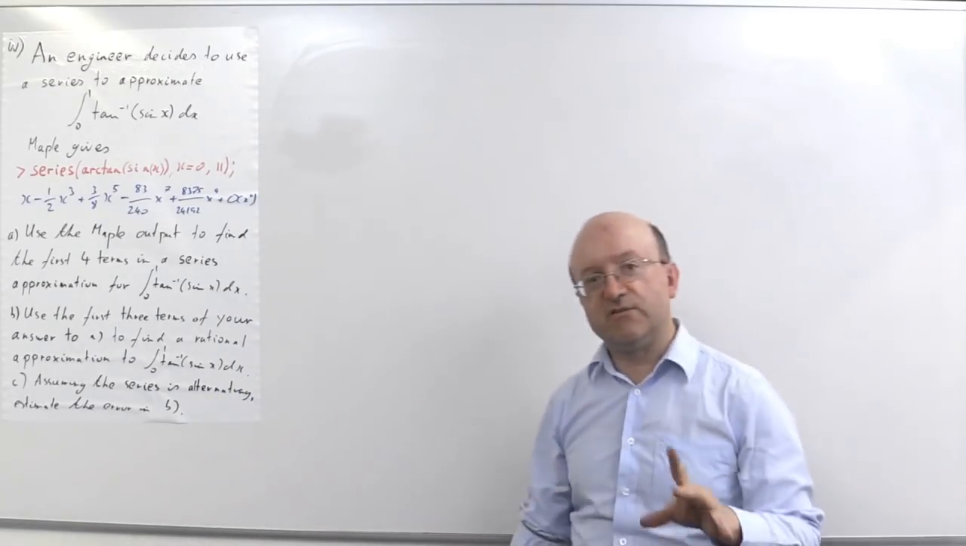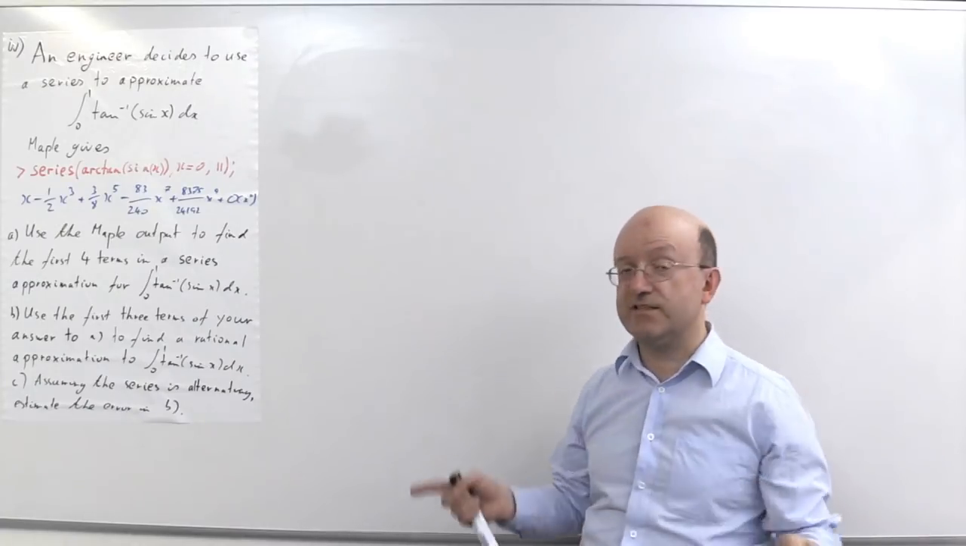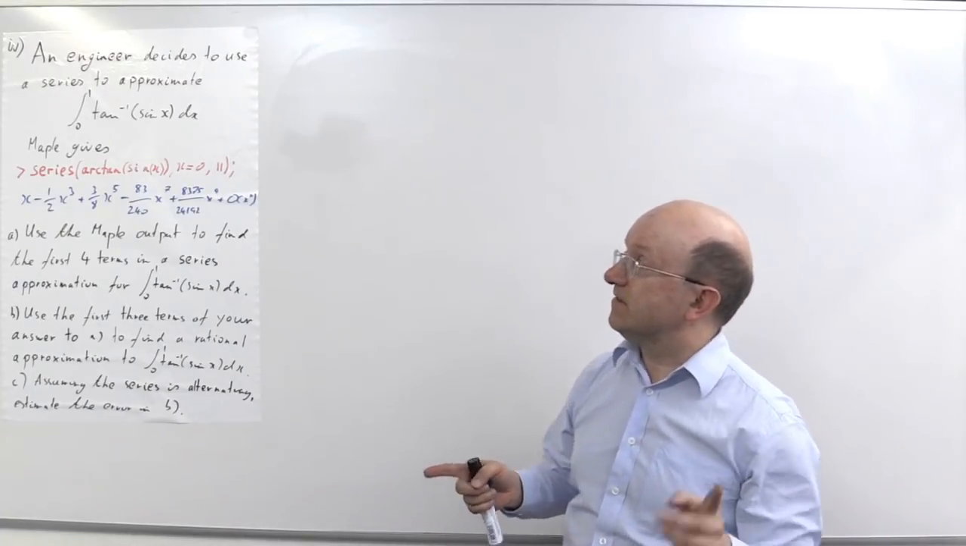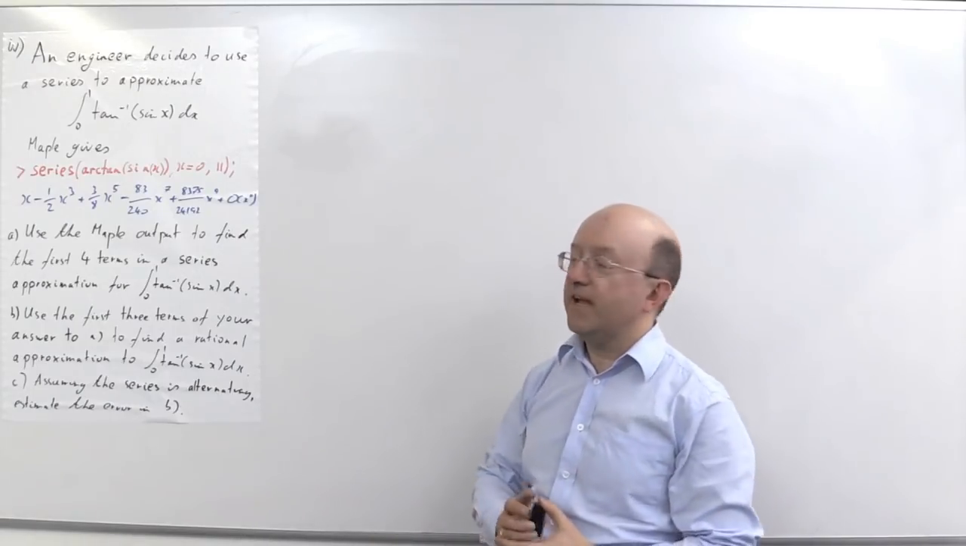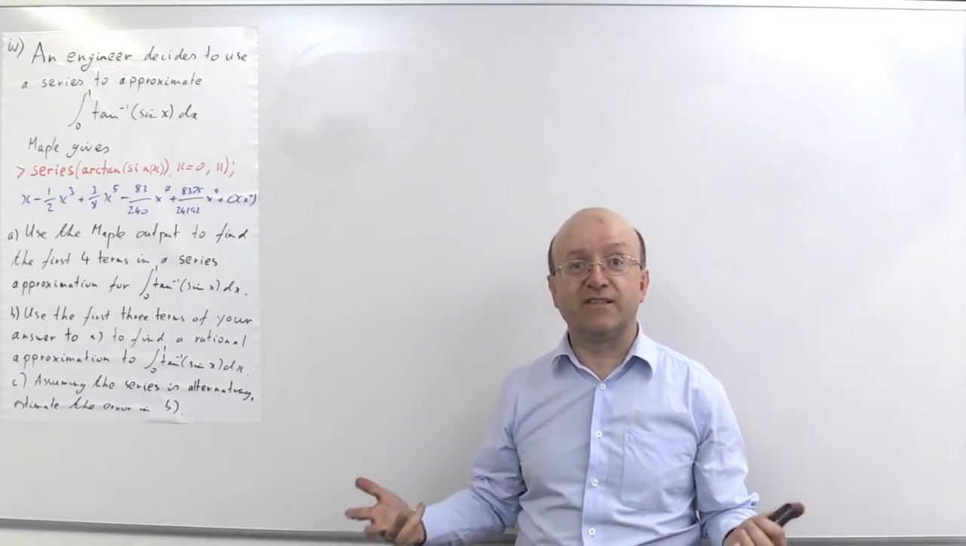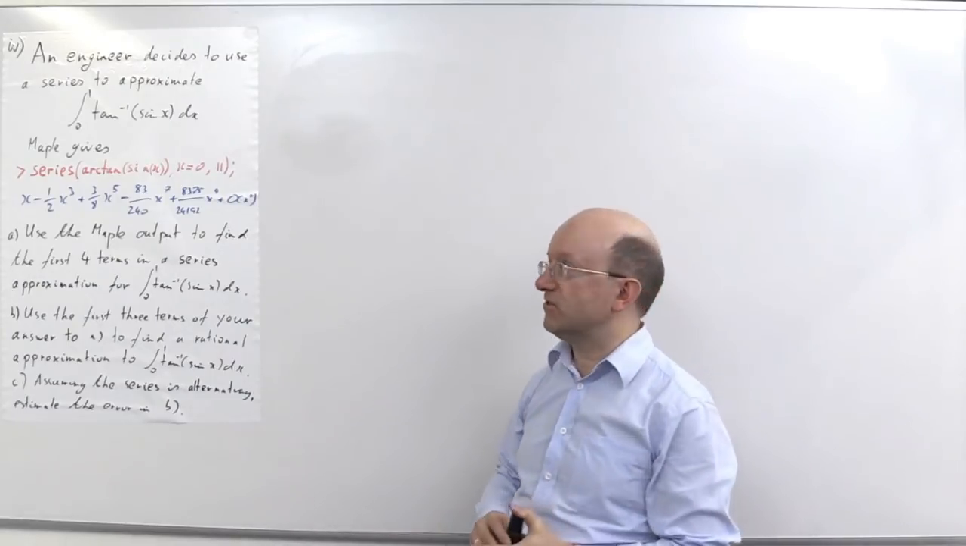So what she decides to do instead is to take a Taylor series for the function tan inverse of sine of x, which she gets at a Maple, integrate that, and then use that as an approximation, just truncate the series at some point.